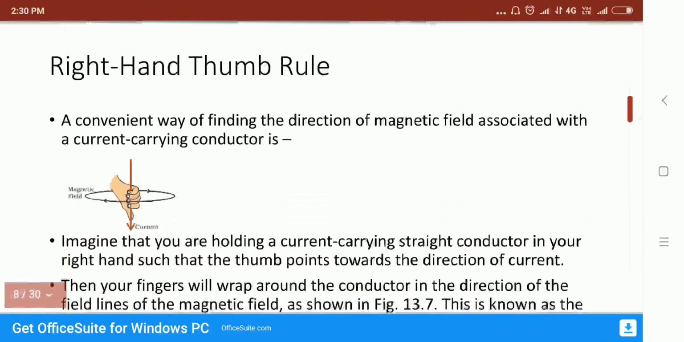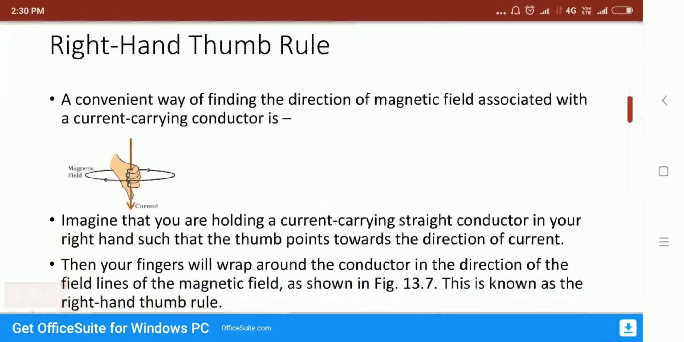So this direction is basically given by the right hand rule. The right hand rule defines that, when holding a current carrying conductor in your hand, wherever your thumb points defines the current direction, and your fingers wrapping around the conductor give the magnetic field lines. It defines that the current direction and magnetic field lines are 90 degrees to each other.